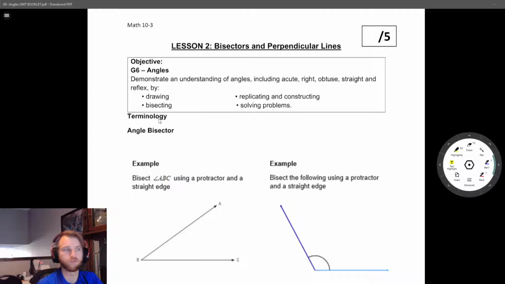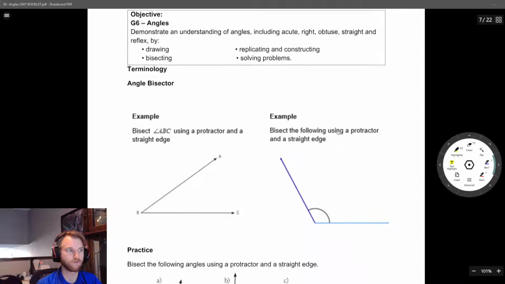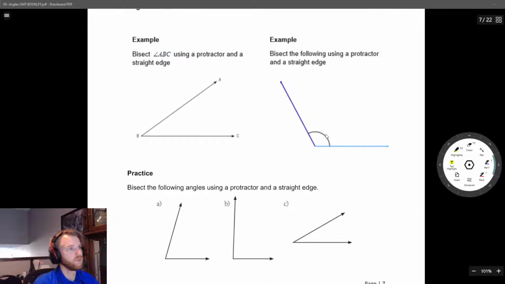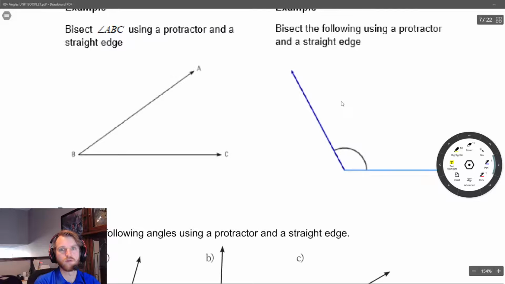That's it. An angle bisector is when you take an angle and split it into two smaller angles that are exactly half. For example, this angle here says bisect angle ABC. That means the angle that's formed if you start at A, go to B, go to C, that's this angle here. It says bisect angle ABC using a protractor and a straight edge.